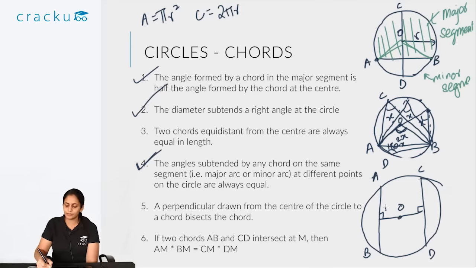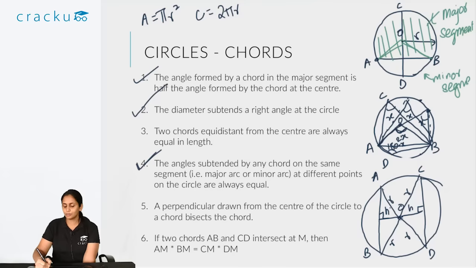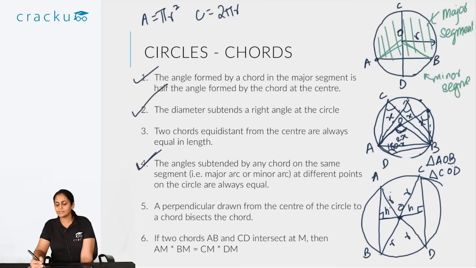Now suppose this is the diagram where H is the distance of O from AB, and H is also the distance of O from CD. So we know that these two are radii, and this is R. So I know that two sides of triangle AOB and triangle COD, from this I can see that two corresponding sides of these triangles are equal, and the height of the triangle is also equal.